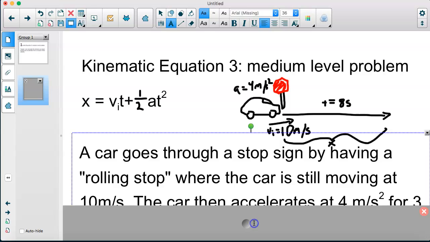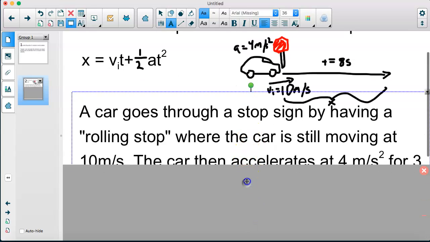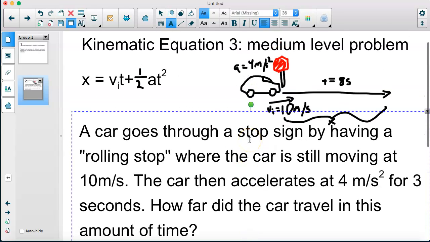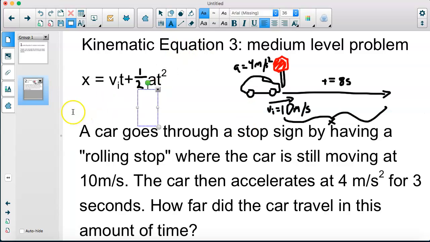So first things first, the equation that we are using in today's problem is the exact same equation that we used in the problem from class on Wednesday. The distance an object travels is equal to the initial velocity times the time, plus 1/2 the acceleration of that object times the time that object is accelerating squared.